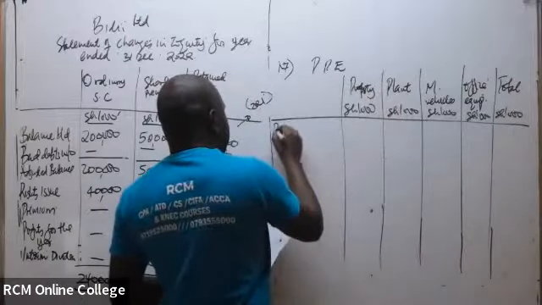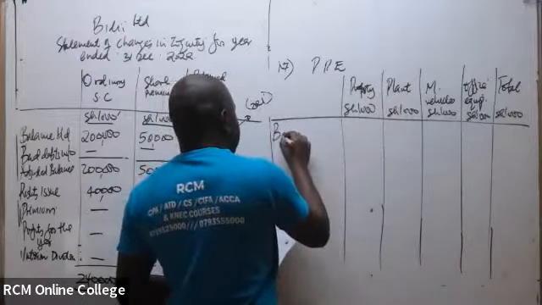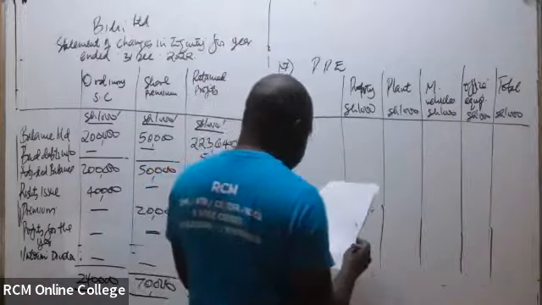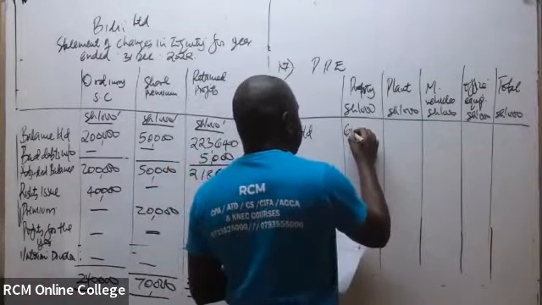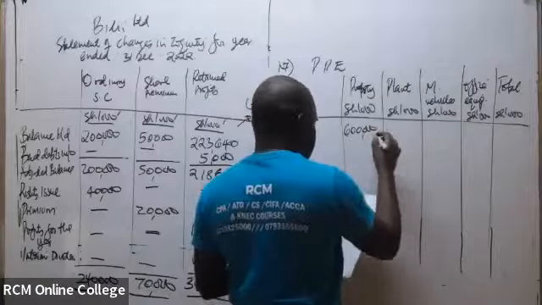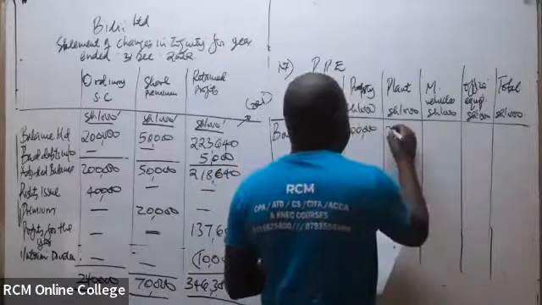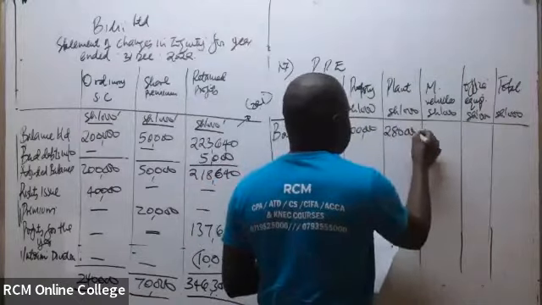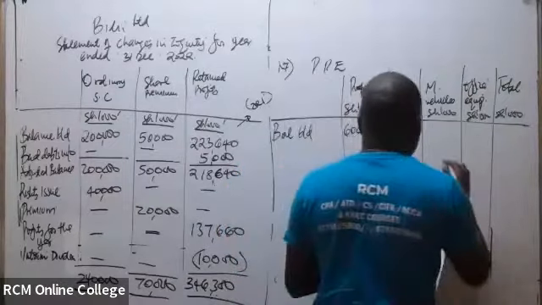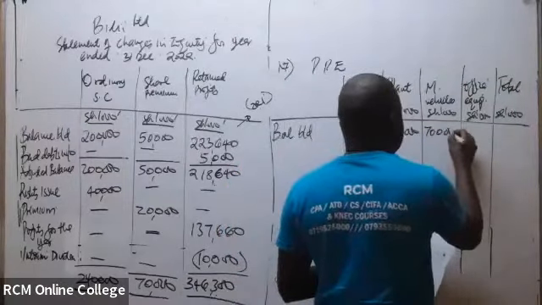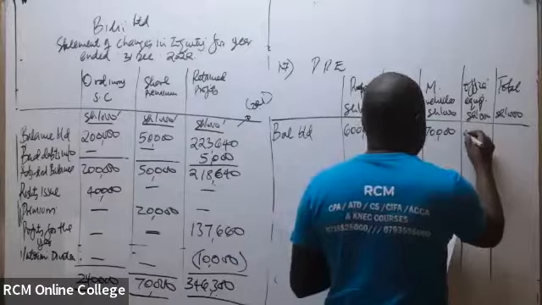So the balances brought down, in this case, the ones you have actually been given there, it is actually 600 million. This one is 280 million. This one is 70 million. This one is 40 million.